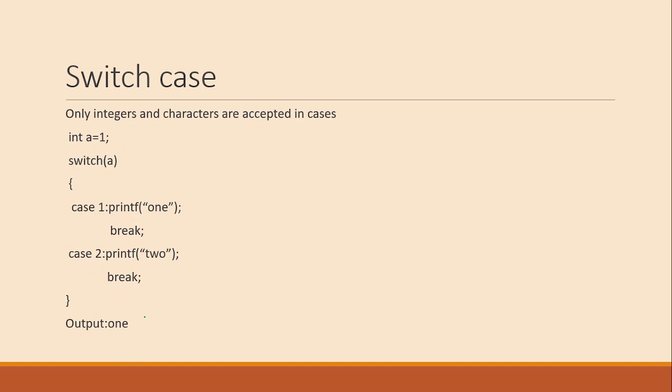And switch case. So only integers and characters are accepted in the switch cases. Now in this case, a is equal to 1, which is an integer. So it matches with case 1, so 1 will get printed. It will break and come out. Now as far as switch case is concerned, these break statements are optional. It can be used or it can be ignored.